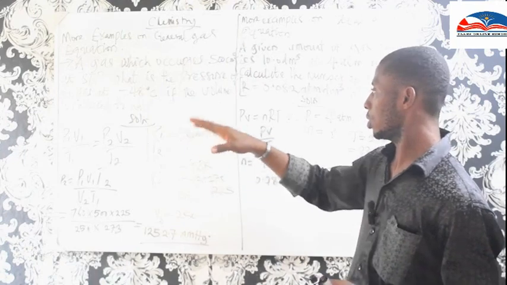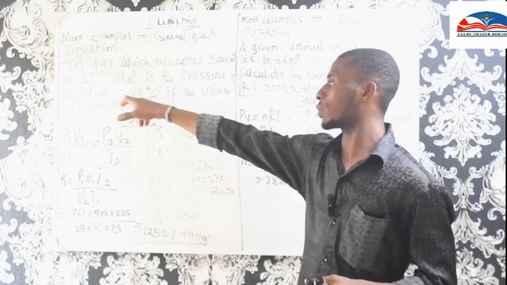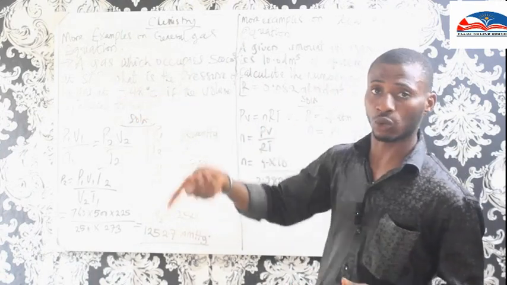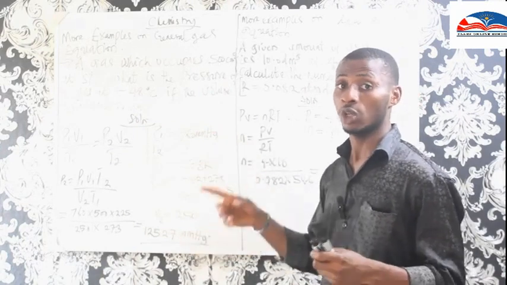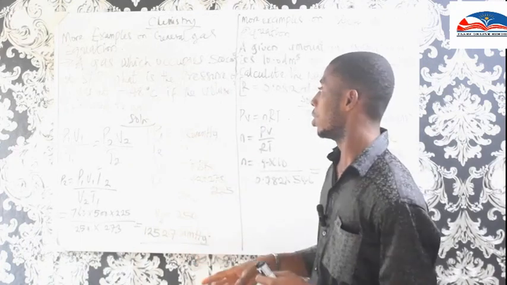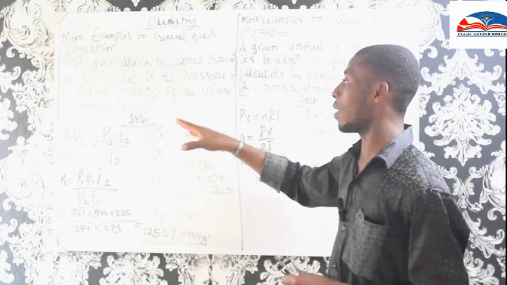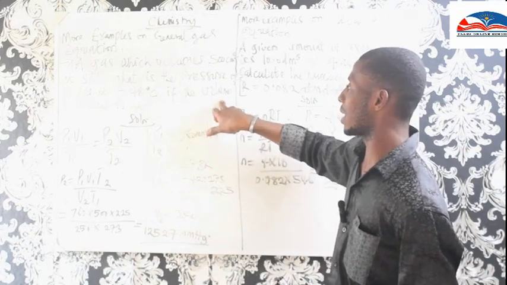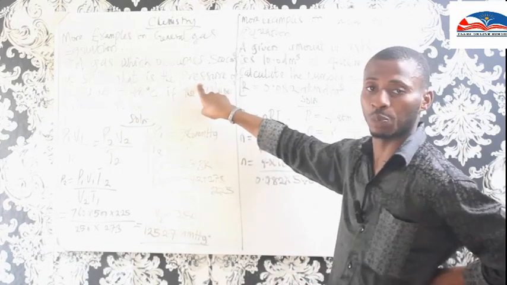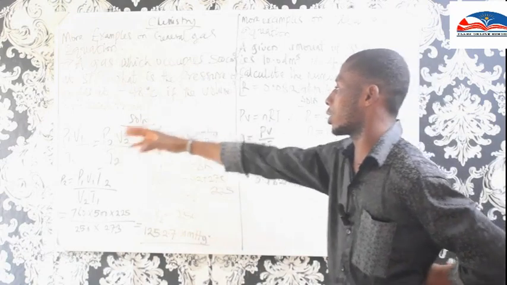You should know that minus 48 degrees Celsius, you need to convert to Kelvin. That means you need to add minus 48 plus 273 to convert to Kelvin. Okay, so we have our T2 and our V2, but they're asking us to find the second pressure, which is P2. So let us solve it.